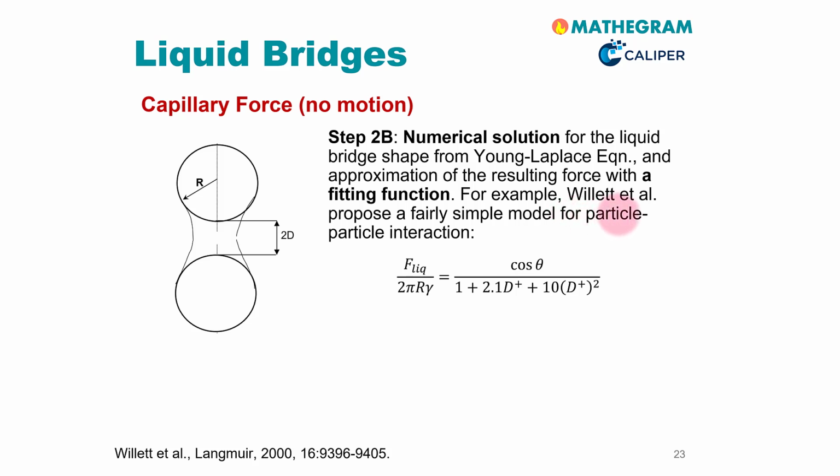Willett et al. have done this in a very nice way. One of the equations that they have proposed is this one. And here we have the liquid bridge capillary force. 2 pi r is the radius of the particle. Here we have same shaped particles. Cosine theta here, theta here is the contact angle. That's the angle between the tangential surface here and the free interface. This is known from literature depending on the liquid and the solid.